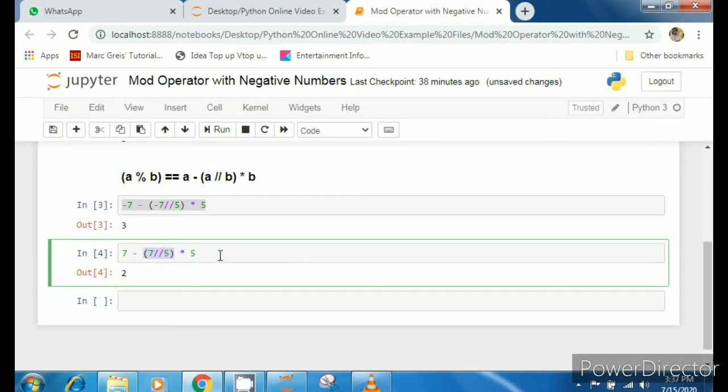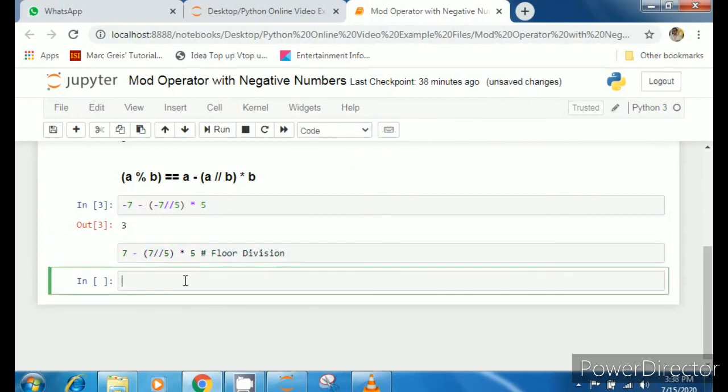Now the real problem is with floor division. What happens in floor division is, if the number is negative, then it tries to move away from 0, like minus 3.5 will give minus 4. But if it is a positive number, then it will try to move towards 0. So this was the basic of the mod operator with negative numbers. You only have to keep this in mind: if you get this awkward result, don't get confused. This is the basic.